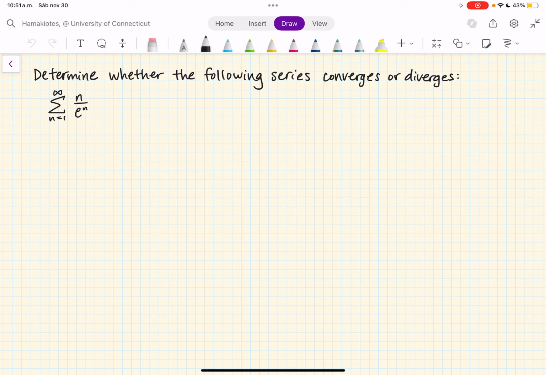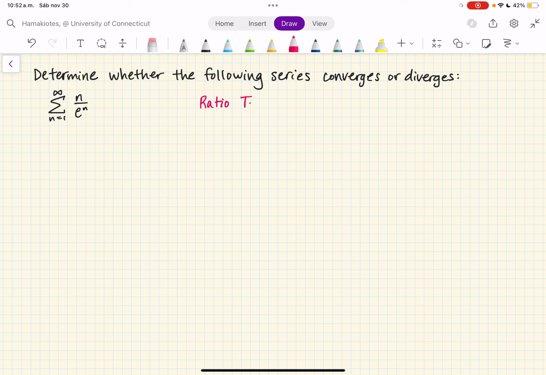In this video, we are going to determine whether the following series converges or diverges. So here we have the sum from n equals 1 to infinity of n over e to the n. So we are probably going to want to use the ratio test here. First, let's recall what the ratio test is, and then we'll talk a little bit about why it makes sense to use it.